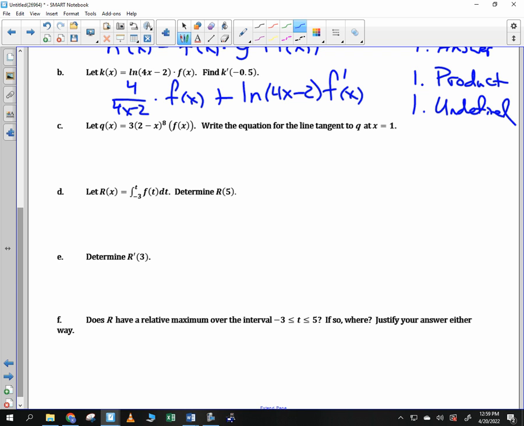Okay, problem C, it says write an equation for a line. So you need your slope and you need your point. If it says that x equals 1, you plug in 1 and you should get 6. You get 1 point if you got the point correct. If you got 1, 6, you get a point. The slope, you got to use the chain rule and the product rule there. You come up with a slope of negative 42.